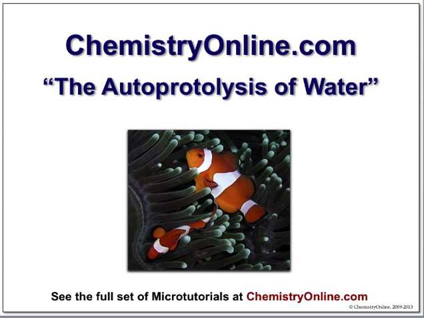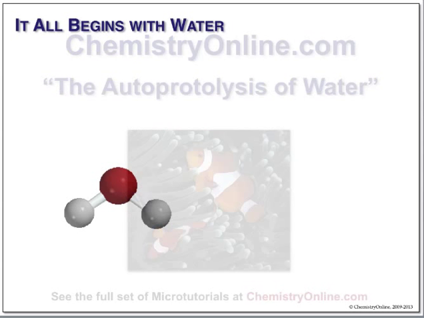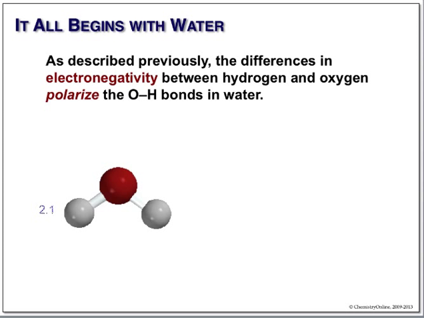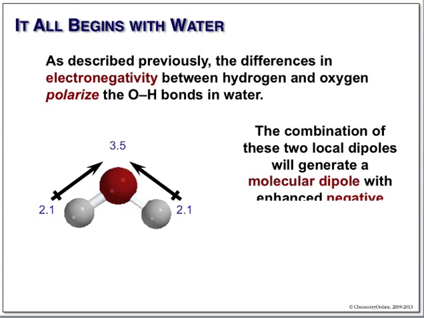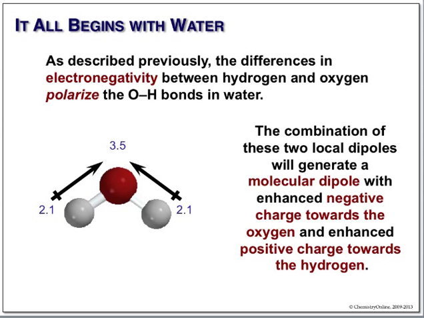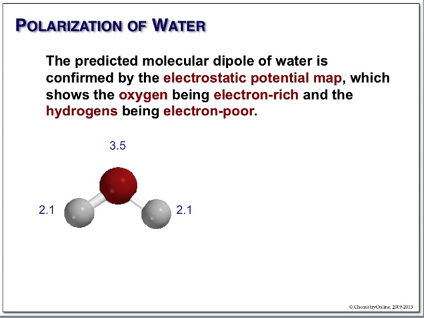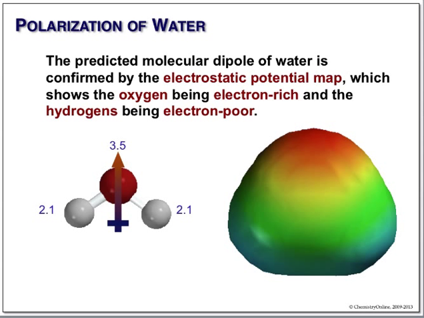Welcome to Chemistry Online. Today we're going to talk about the autoprotolysis, or the autoionization, of water. Now we've previously talked about water and the fact that it is a polar molecule. It's polar by virtue of the fact that the oxygen and the hydrogens have different electronegativities. They have dipoles down the covalent bonds, and these combine to give a molecular dipole where we have one end of the molecule positive and the other end negative.